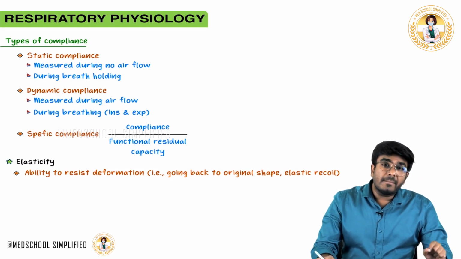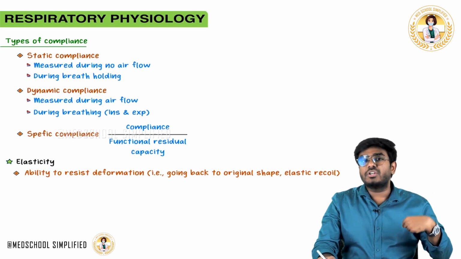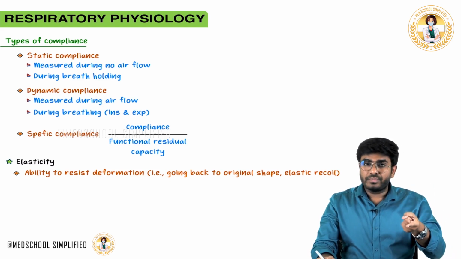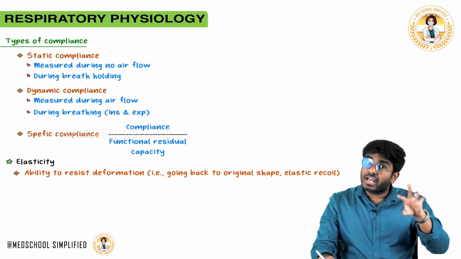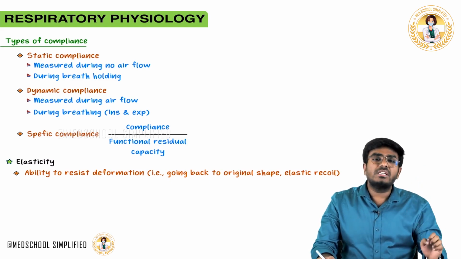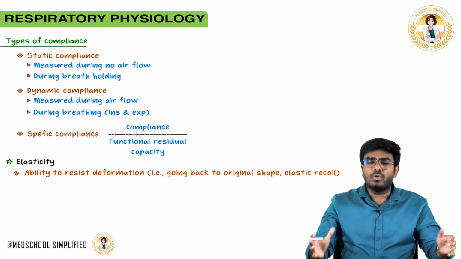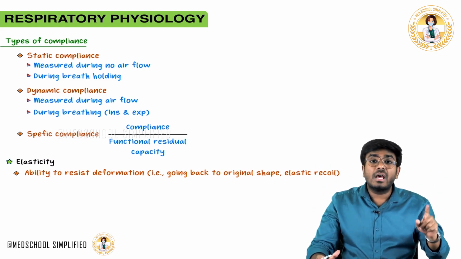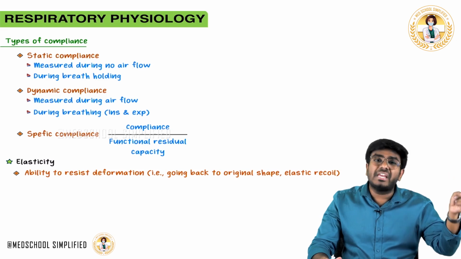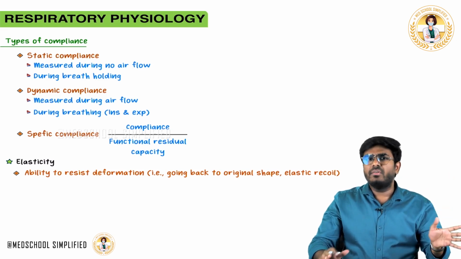Dynamic compliance is measuring the lung compliance during inspiration or expiration. I have said to you that during inspiration and expiration lung compliance changes. Most of the students will think lungs are more compliant during inspiration, sir. No, that's a very wrong statement. Lungs are more compliant during expiration. At the end of the day we will discuss that.